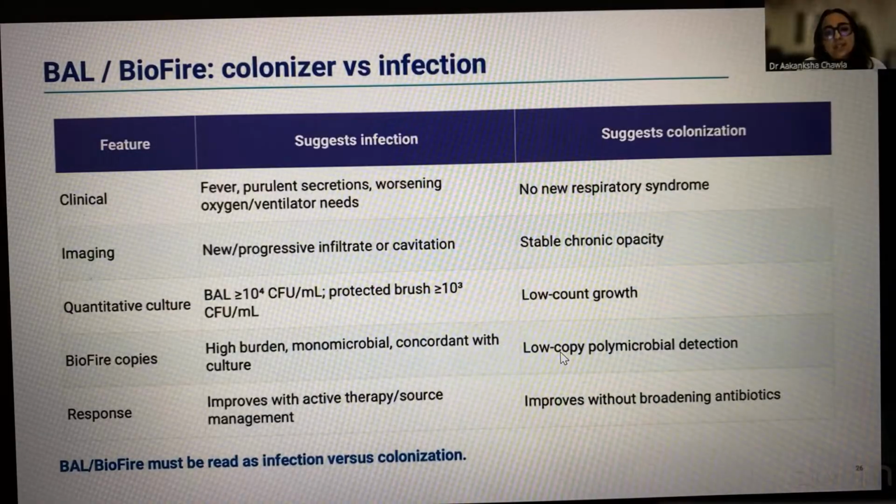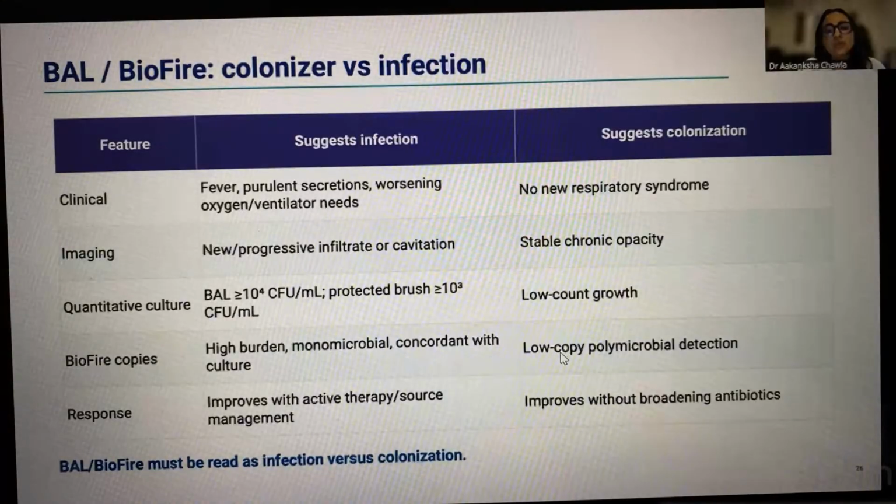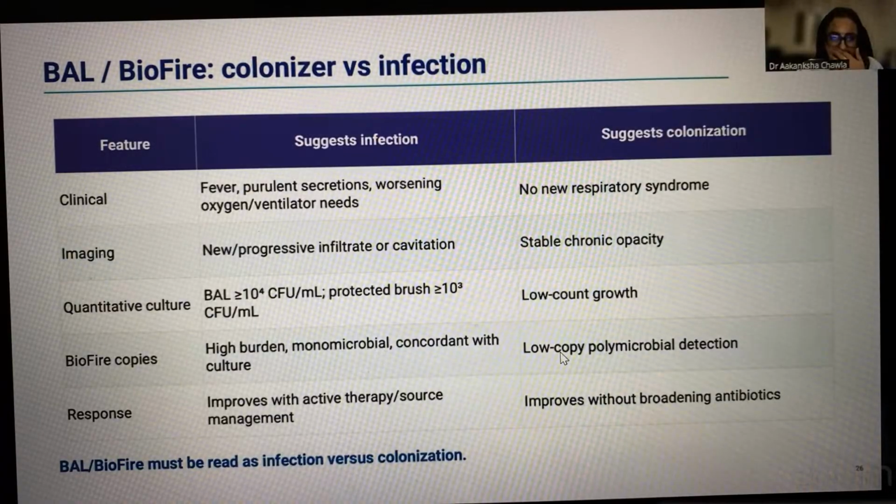What would suggest colonization is that there is no respiratory syndrome, but you're growing multiple bugs, and there is a low count growth, and your patient doesn't require antibiotics. You're dealing with something else.